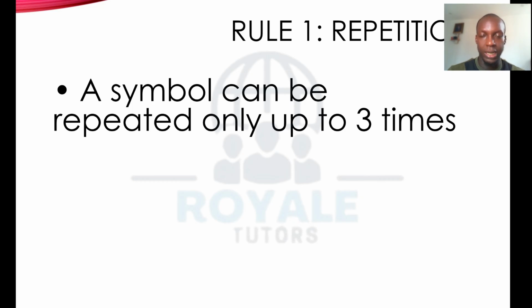Do we understand that? It can be less, yeah, just 1, 2. But once it gets to 3, you have to stop because that is the rule. A symbol can be repeated only up to 3 times. It can't go beyond 3. Once it goes beyond 3, you're committing a blunder according to the Roman numeral system.